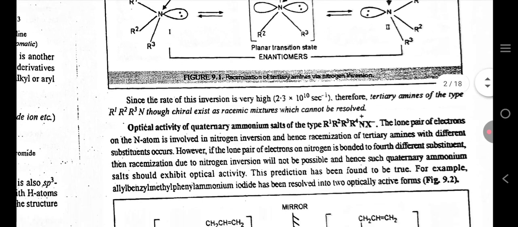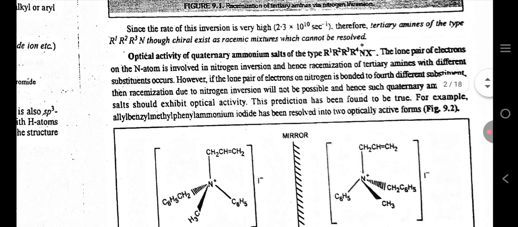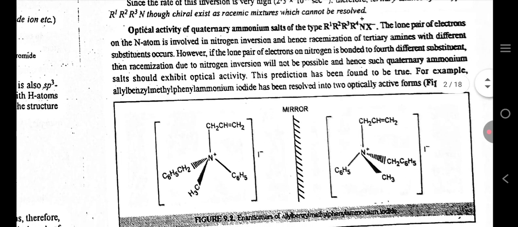Look at the figure 9.1. Since the rate of this inversion is very high, therefore tertiary amines of the type R1, R2, R3 N, though chiral, exist as racemic mixtures which cannot be resolved.